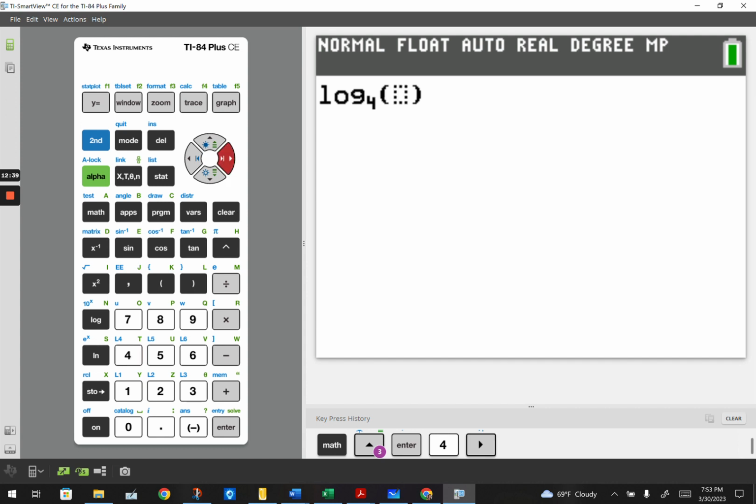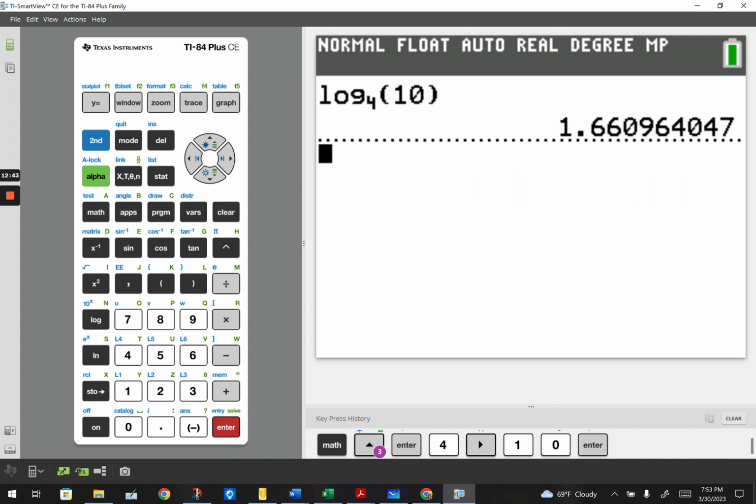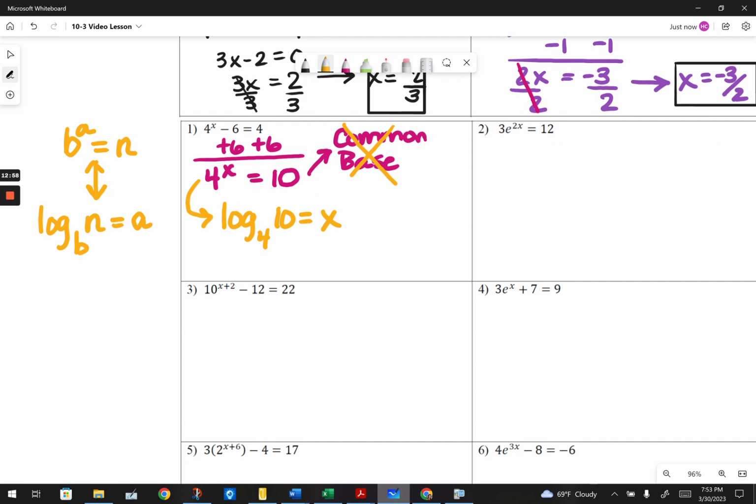And I'm going to hit enter, and you get 1.66096. Well, since we're rounding to 4 decimal places, the 6609 is going to be 6610. So x is going to equal the rounded answer of 1.6610. Okay? So there's that answer.